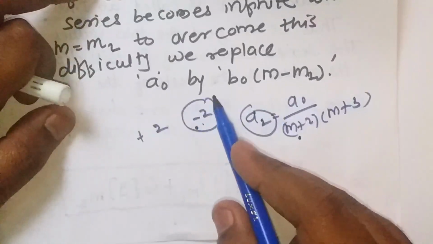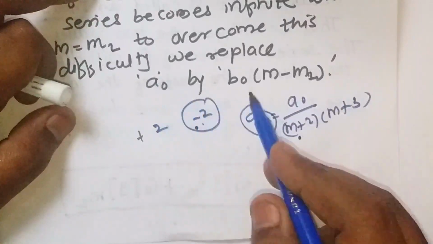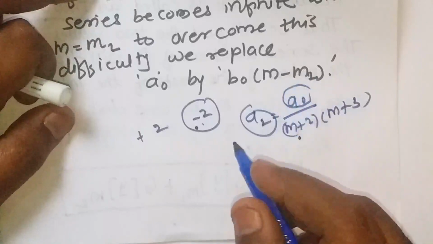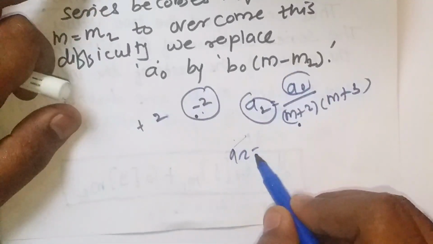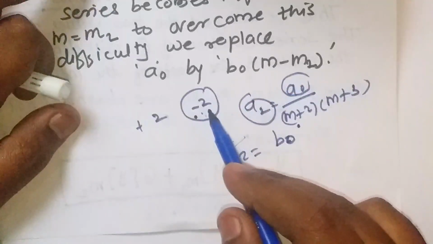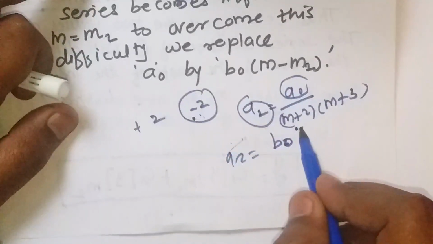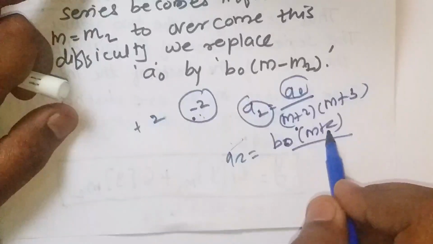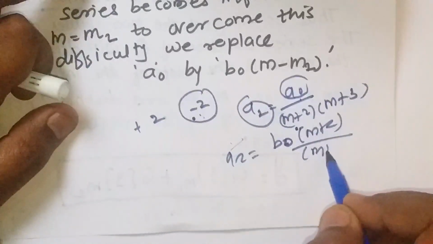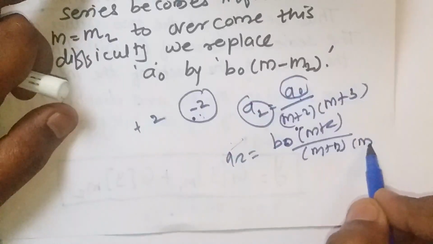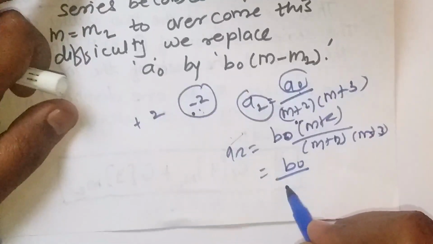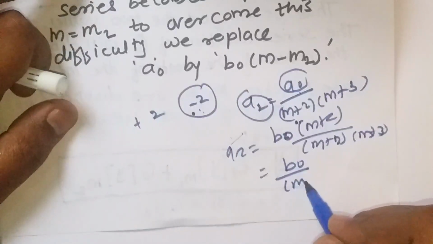So in this case what we are going to do is replace this a0 by b0 into m minus m2. So a2 will become b0 into m minus m2, so m minus minus 2, so it will become m plus 2. We'll get m plus 2 in the numerator, and this m plus 2 will get cancelled, means the problematic factor will get removed after this transformation, and we'll get the value of a2 as b0 by m plus 3.